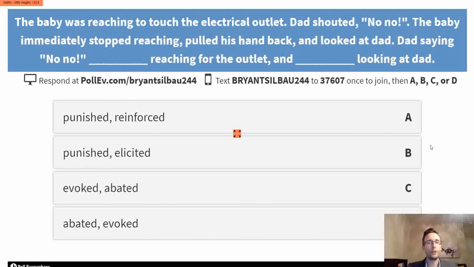The baby was reaching to touch the electrical outlet. Dad shouted, "No, no." The baby immediately stopped reaching, pulled his hand back, and looked at Dad. Dad saying, "No, no," had what effect on reaching for the outlet? And what effect on looking at Dad? A, punished and reinforced. B, punished and elicited. C, evoked and abated. Or D, abated and evoked.